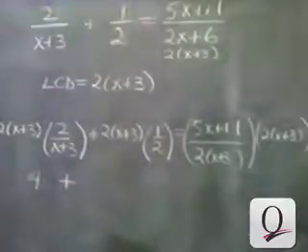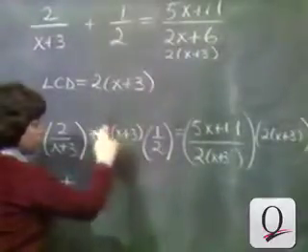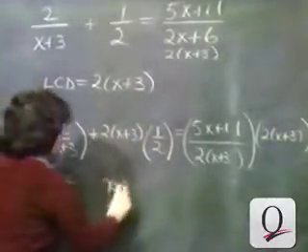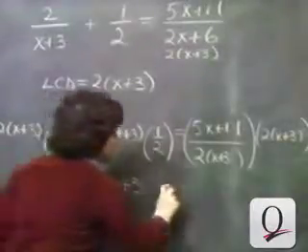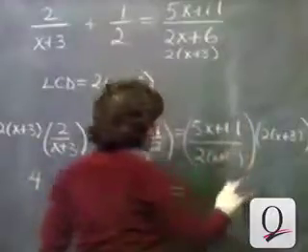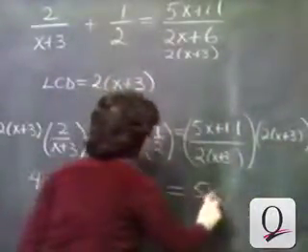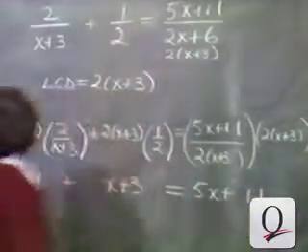Now when you multiply the second term by 2 times x plus 3, the 2's cancel, leaving you with just x plus 3, equals, when you multiply the right side by 2 times x plus 3, the 2 times x plus 3 cancels out, leaving you with just 5x plus 11.